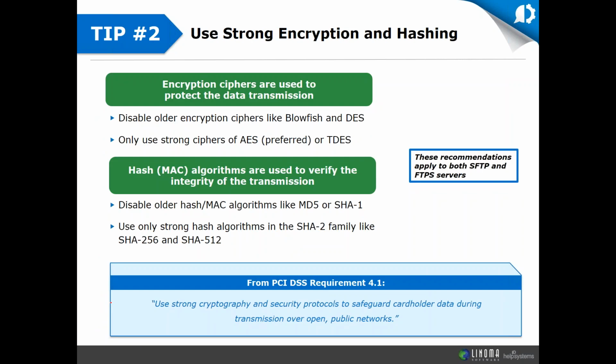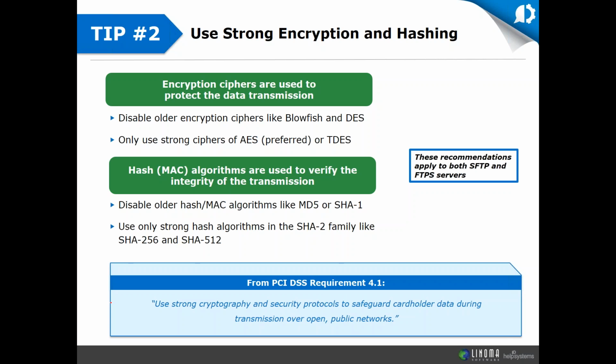So let's talk about encryption and hashing. Encryption ciphers are used in both SFTP and FTPS protocols to protect the data that is transmitted. The cipher is a very complex algorithm that takes the data along with the key, and then produces the scrambled or encrypted data to transmit. When a connection is first made to the SFTP or FTPS server, the encryption cipher to use is negotiated between the server and the client.